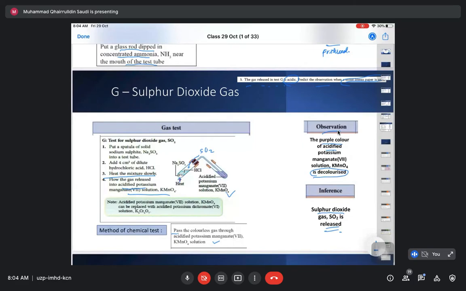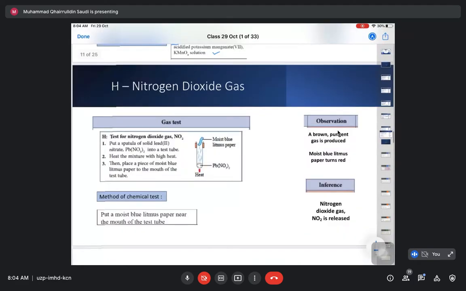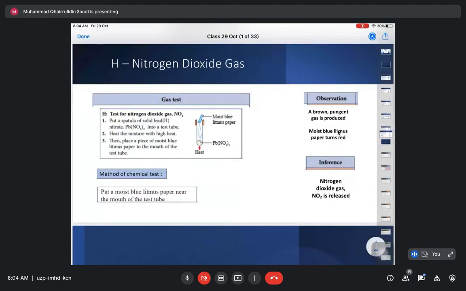Alright. Last one is nitrogen dioxide gas. How to test for nitrogen dioxide gas? Okay, dia nak produce nitrogen dioxide gas dulu, dia ambil solid lead nitrate, kemudian dia heatkan. Okay, should be nitrogen dioxide gas is produced. Okay, so what should we do? We will place a piece of moist blue litmus paper at the mouth of the test tube.